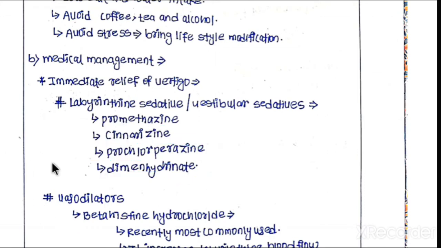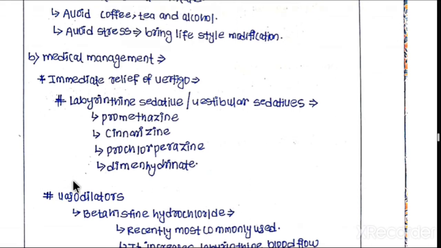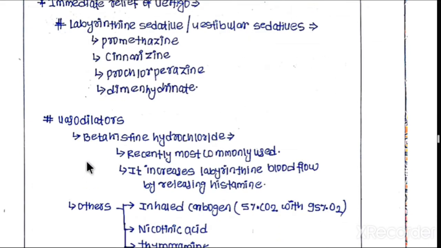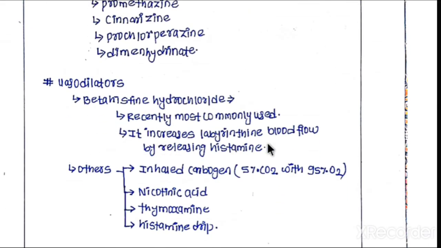And other drugs are vasodilators. Generally they increase labyrinthine blood flow by releasing histamine. The most commonly used vasodilator is betahistine hydrochloride. It is most commonly used, and also it is used in chronic conditions.